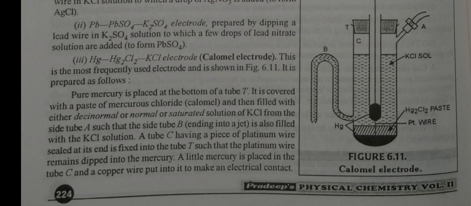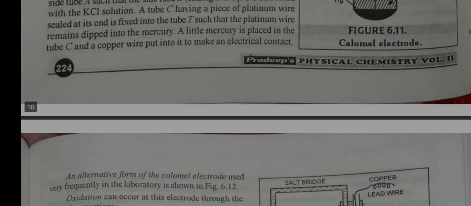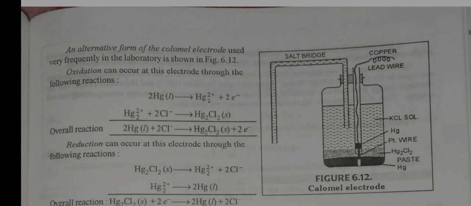A tube C having a piece of platinum wire sealed at its end is fixed into the tube T such that the platinum wire remains dipped into the mercury. A little mercury is placed in the tube C and a copper wire put into it to make an electrical contact. An alternative form of the calomel electrode is used very frequently in the laboratory. Oxidation can occur at this electrode.